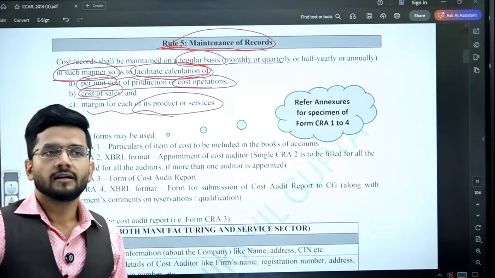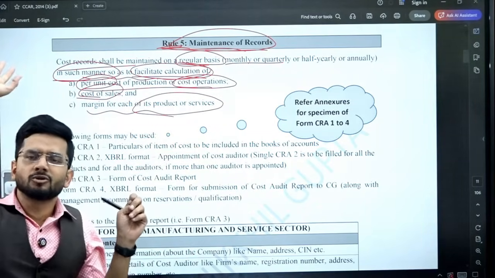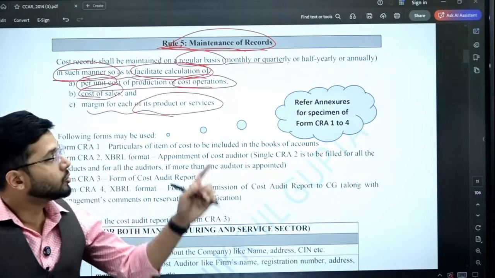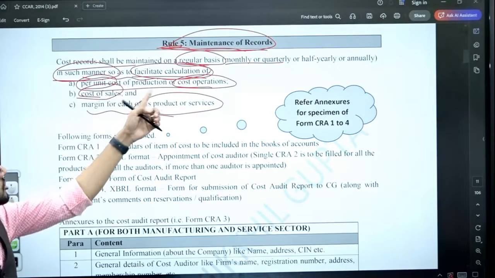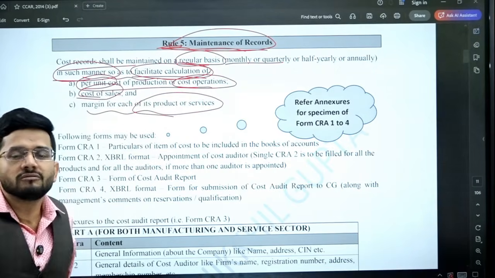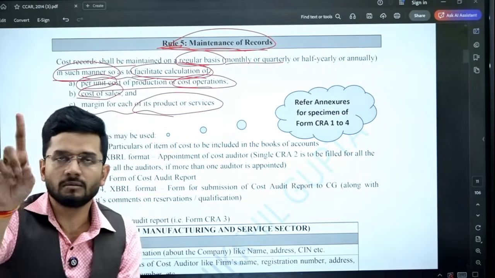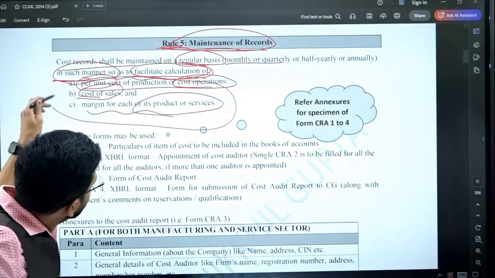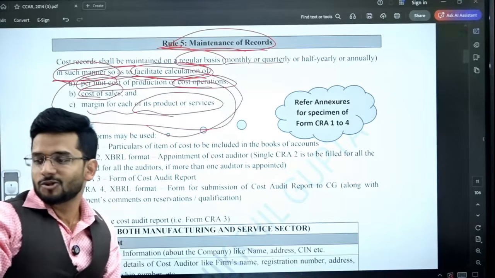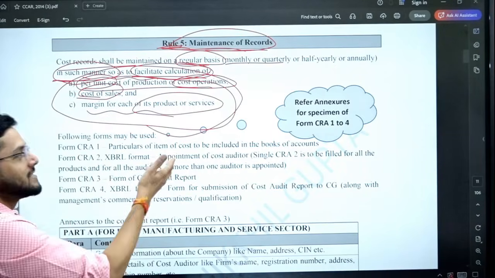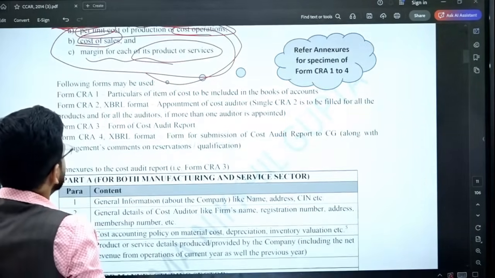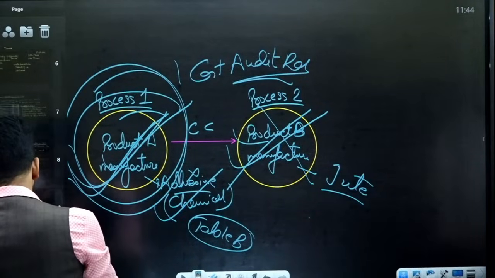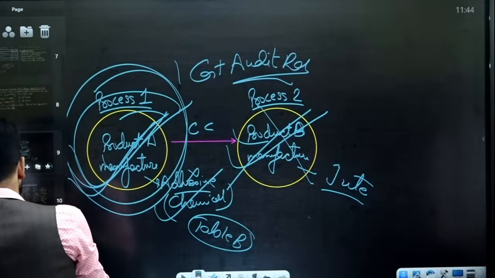So the rule is saying do not worry about the format. You can use any format, whatever format you use, we are okay with it. But we should be able to compute the per unit cost of production, the cost of sales, and the margin for each of the products. Please tell me what is that one statement which you prepare in which you get all three things? And that is nothing but your cost records. Okay. So these are the forms which you use for your cost records and cost audit purposes.